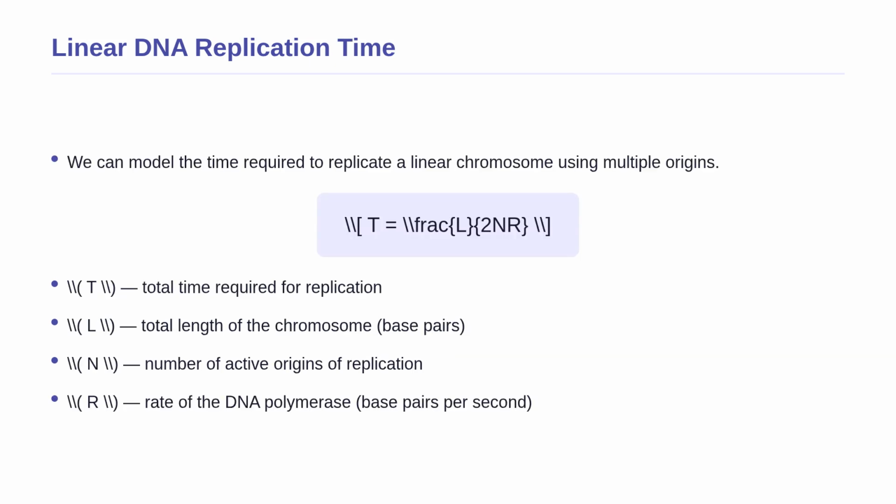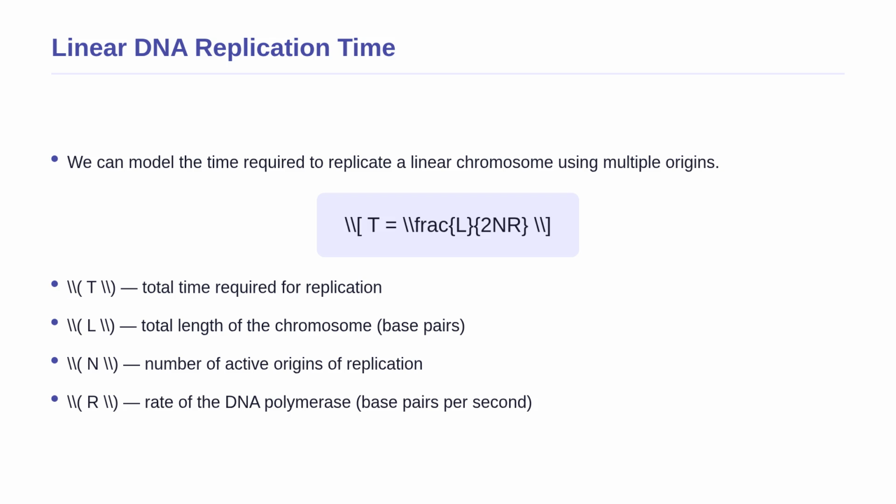To truly appreciate this multi-origin strategy, we can mathematically model the replication time for a linear chromosome. This formula is crucial for understanding how complex cells manage their strict biological time limits. Here, T is the total time required, L represents the total length of the linear chromosome in base pairs, N is the number of active origins of replication, and R is the rate of the DNA polymerase.